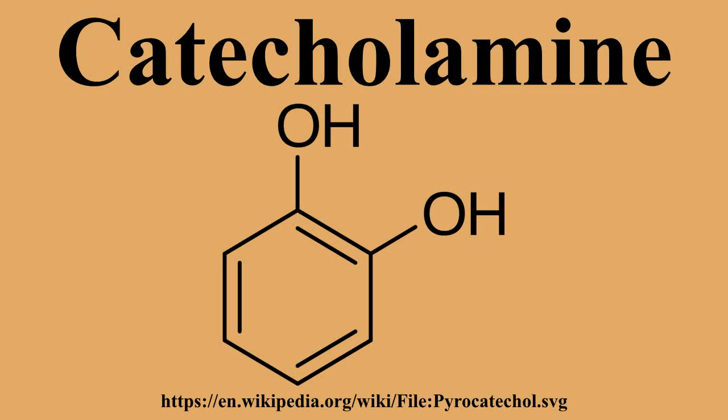Structure: catecholamines have the distinct structure of a benzene ring with two hydroxyl groups, an intermediate ethyl chain, and a terminal amine group. Phenylethanolamines such as norepinephrine have a hydroxyl group on the ethyl chain.